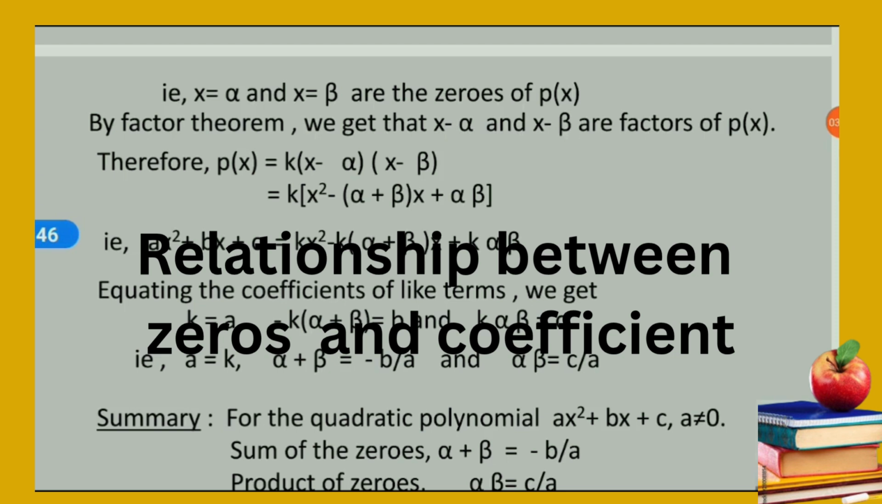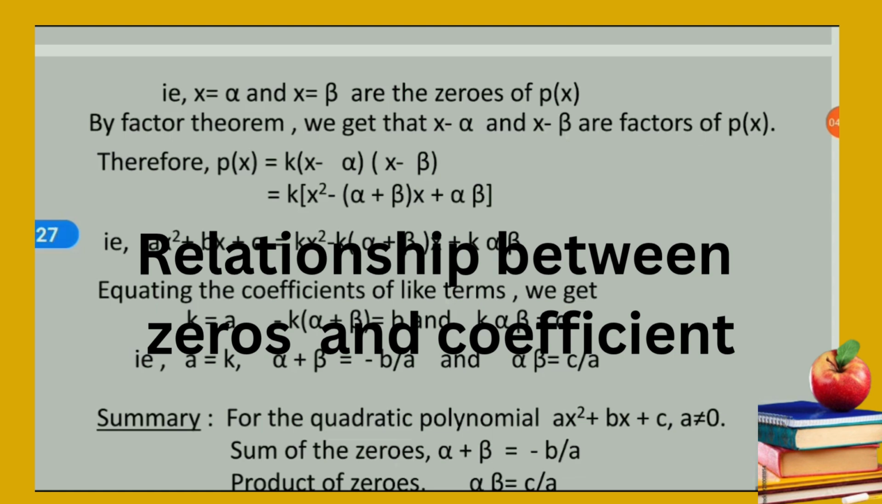Now what we are doing is equating the coefficients of like terms. The left side is ax square, the right side is kx square. What is the coefficient of x square on the left side? It is a. The coefficient of x square on the right side is k, that is a is equal to k. Next we are taking the coefficient of x. What is the coefficient of x in the LHS? It is b. Then what is the coefficient of x in the RHS, right hand side? Negative k into alpha plus beta, that is b is equal to negative k into alpha plus beta.